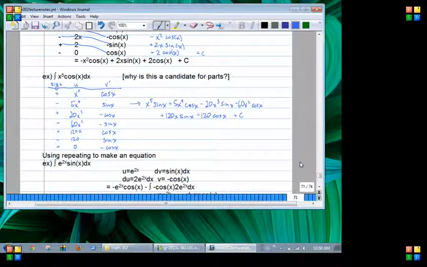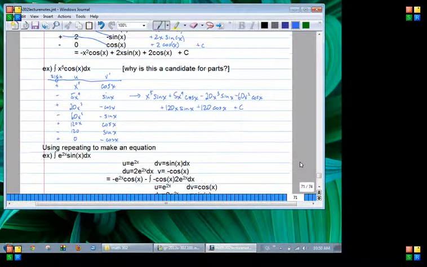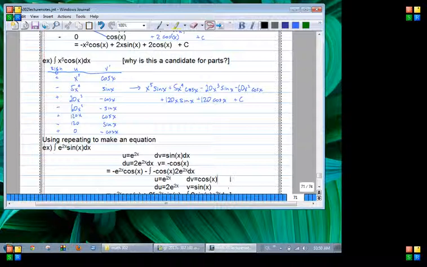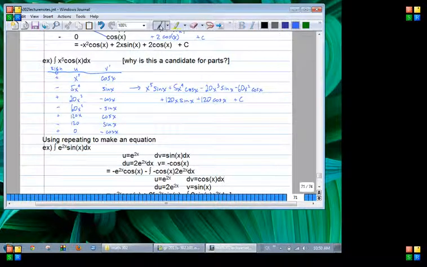So what I'm telling you is that now we're going to do it again. So once again, in this new integral, u equals e to the 2x, and then dv equals cos x dx. I think here I pulled out the minus minus and made it a plus, and I pulled out the 2. So once again, du is going to be 2 e to the 2x dx, and v equals sine x.